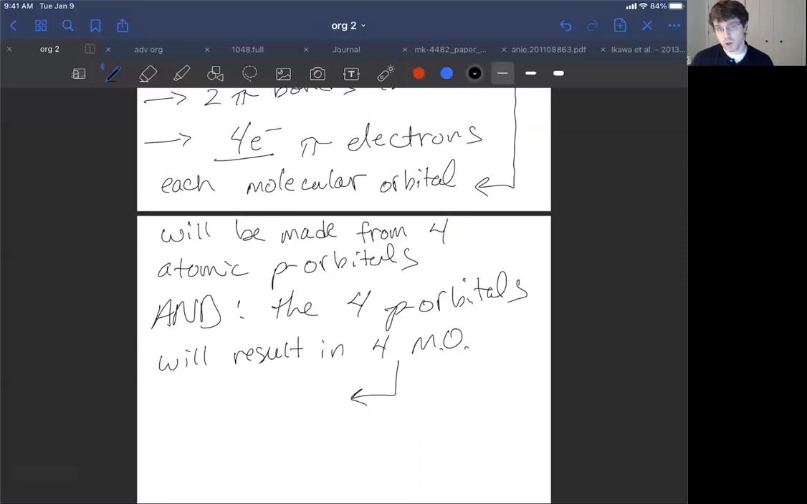Of those 4 molecular orbitals, we'll have 2 that are bonding, and then for each bonding, we need to have an anti-bonding. So we can't just have 4 bonding orbitals. That's not what the math tells us. It says that 2 have to be below the neutral point, 2 have to be above the neutral point. If we had an odd number, we'd stick some in the middle as non-bonding orbitals. So 2 bonding and 2 anti-bonding.